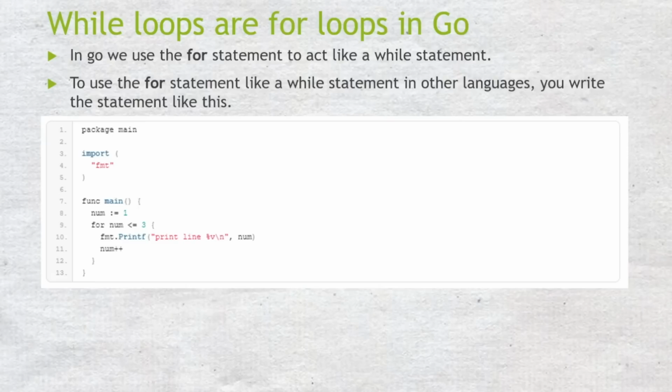a variable of num equal to 1, and then we set for num is less than or equal to 3. So basically this is a while num is less than or equal to 3 kind of loop. And then we'll print out each line, increasing num each iteration, doing num++.